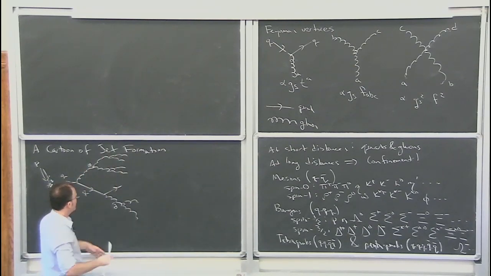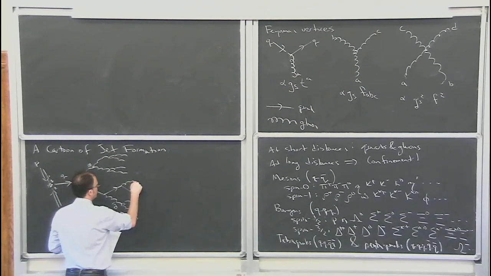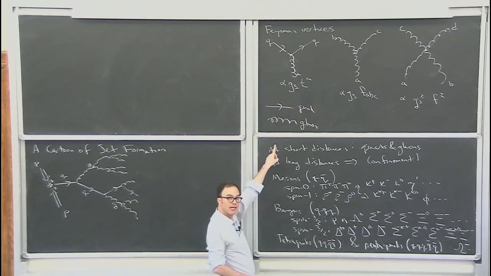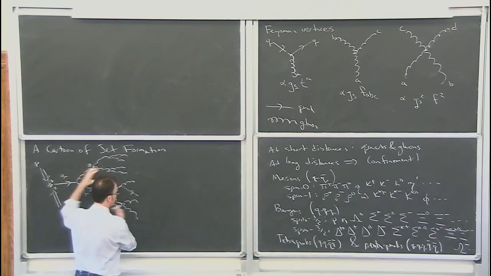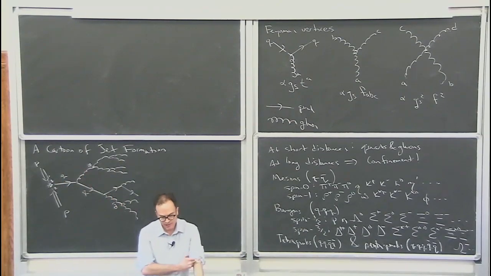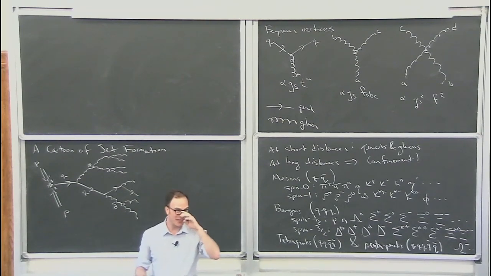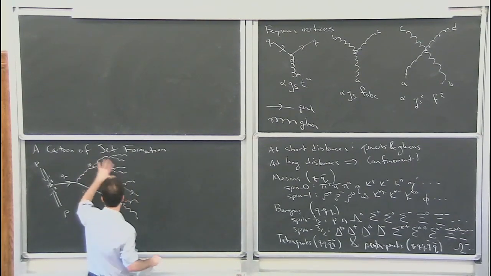And all of this dynamics here is described in perturbation theory. And the formation of a jet is really a perturbative phenomenon. It's not restricted just to QCD. QED also, with, let's say, electrons emitting photons, would also create jet-like sprays.